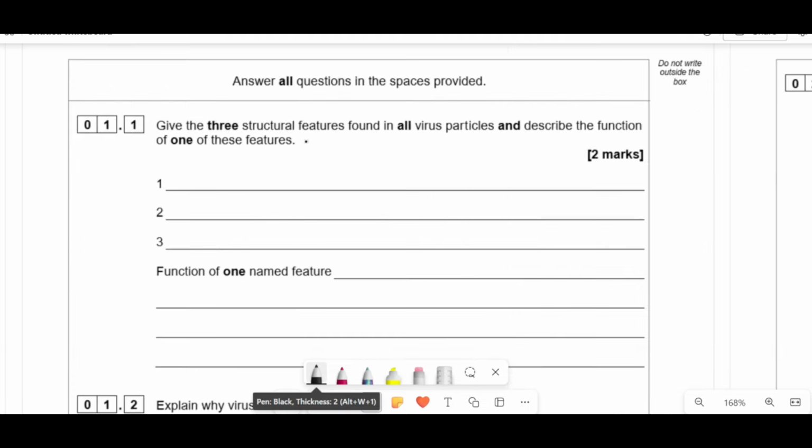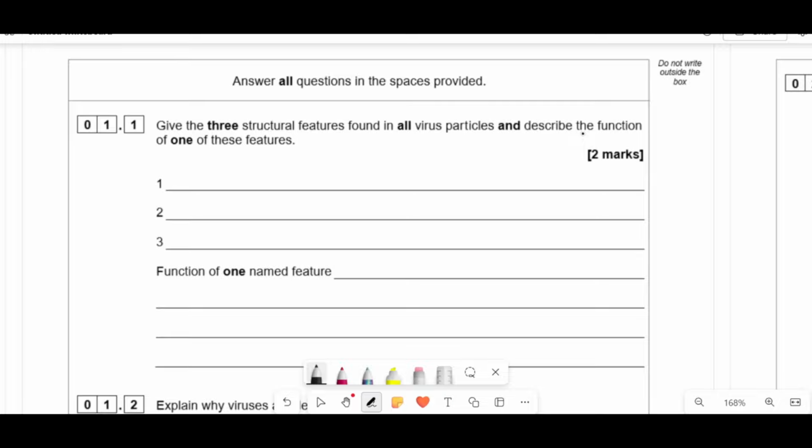So now it says, give the three structural features found in all virus particles and describe the function of one of these features. So remember that viruses are different in the fact that they are not cells. They're actually just nucleic acids like DNA or RNA surrounded by protein. They're not alive. So they don't respire. They don't make their own proteins. They have to do it by using other cells.